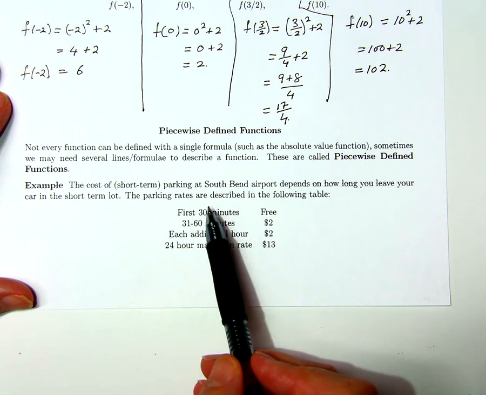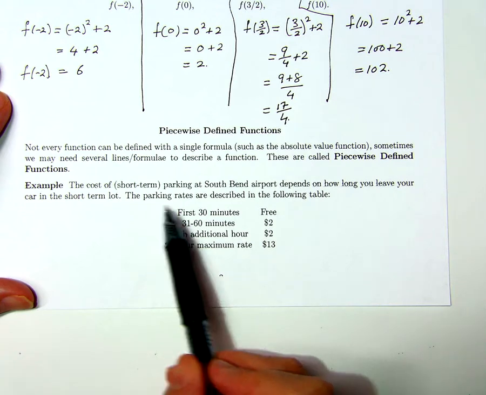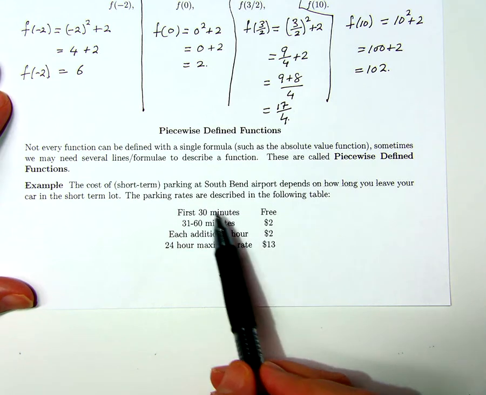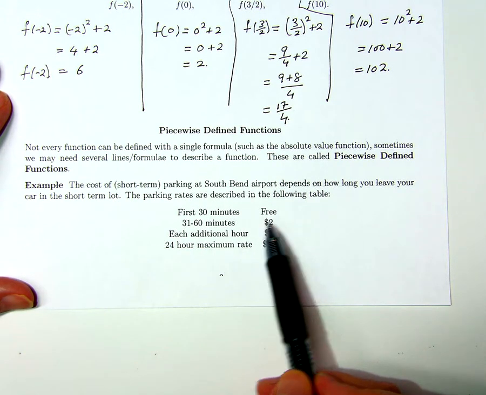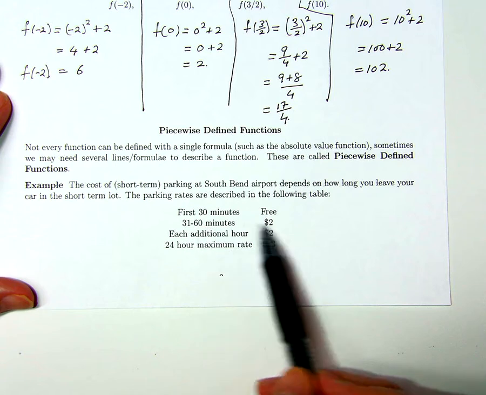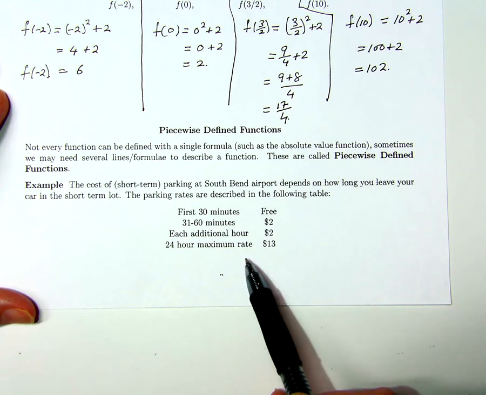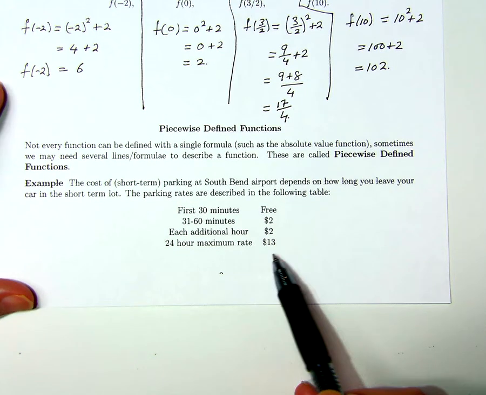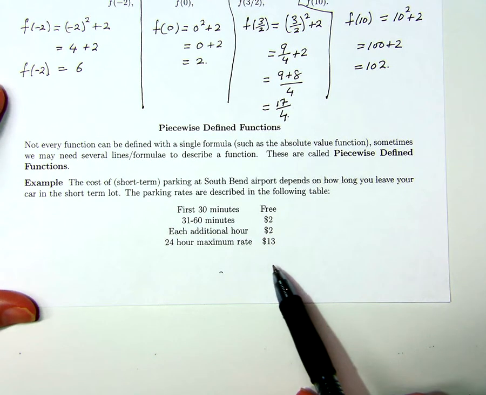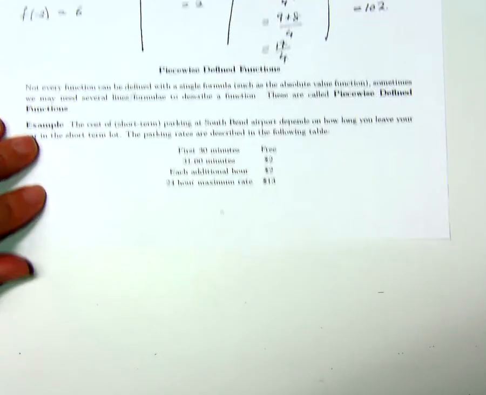And right at the entrance to the lot, there at least was, a number of years ago, a placard saying the following. This describes the parking rates. The first 30 minutes are free. Next 30 minutes cost $2. They didn't write it this way. They said next 30 minutes is $2. Each additional hour is $2. And then there's a 24-hour maximum rate of $13. And then after 24 hours, your car gets towed, which isn't good.